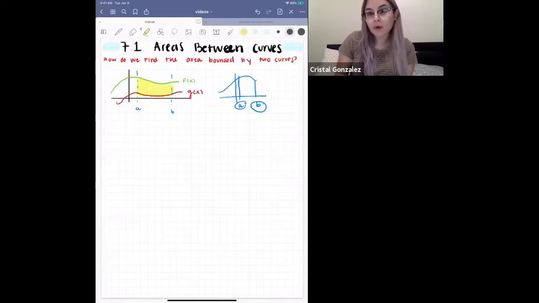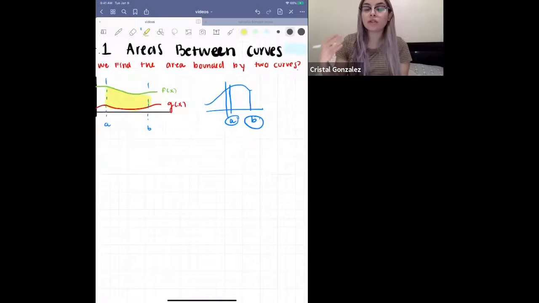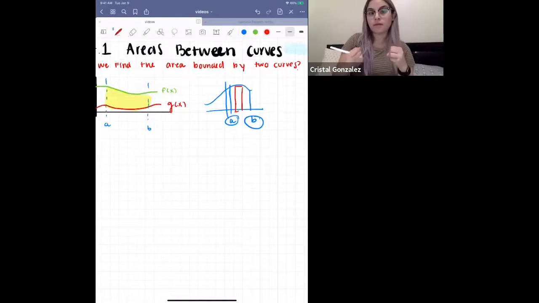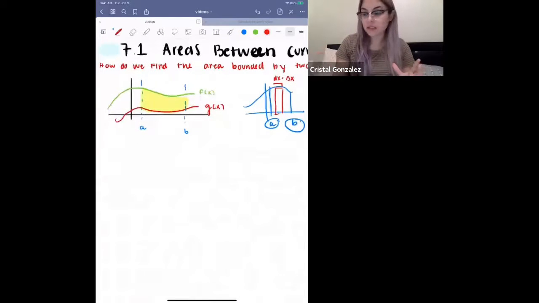Before, when we had integration, we learned that in order to find the area, we used Riemann sums. We created little rectangles and made them infinitely small, where each of the widths were dx or delta x, taking delta x to be really, really small and having a lot of them. That's how we approximated the area. To approximate the area between two curves, we're going to have the same idea.